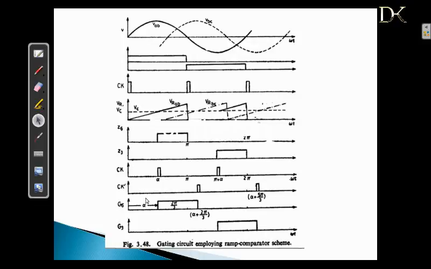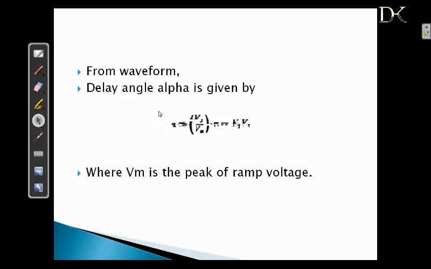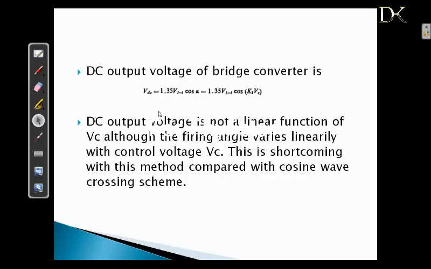Now from these waveforms, the delay angle alpha can be obtained when the control voltage becomes equal to the ramp voltage. So alpha is Vc by Vm into pi, equal to K1 into Vc, where Vm is the peak of the ramp voltage. So alpha by pi is the control voltage divided by the peak of the ramp voltage. Now the output voltage of a bridge converter is 1.35 cos alpha, taking the line-to-line voltage here. So alpha is K1 into Vc.